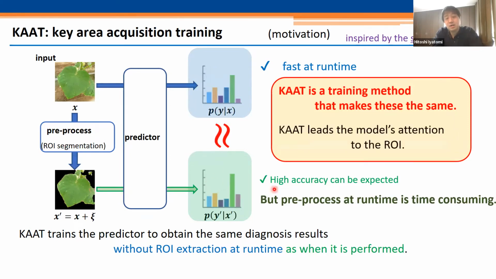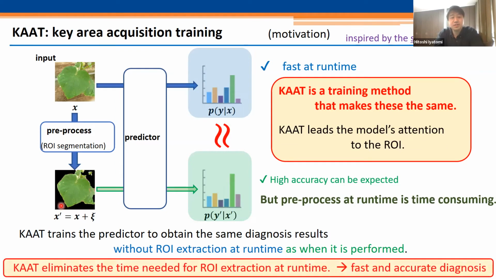So in sum, CAT leads the model's attention to the ROI, region of interest. Thanks to this idea, CAT eliminates the time-consuming ROI extraction at one time, leading to fast and accurate diagnosis.